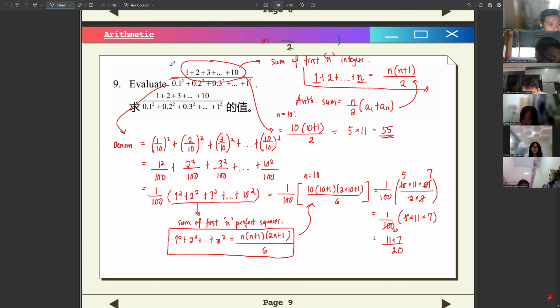Okay, so let's combine the entire expression. So the entire expression is numerator over denominator.